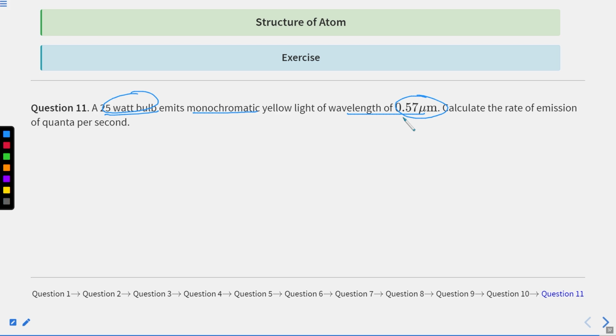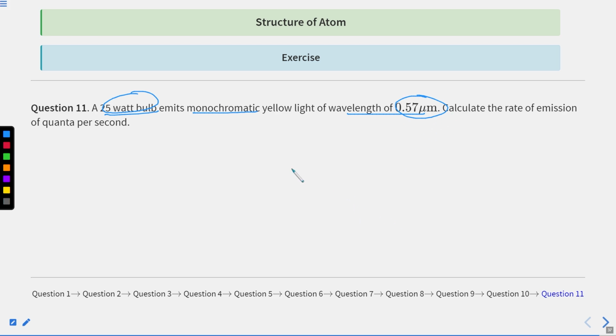That is, how many quanta of that wavelength, not how many quanta of protons, are emitted per second from this light. We have to calculate this much. Okay. So for that we have to calculate the number of protons first of all. So this is the watt that is given. That is the number of protons released per second. And this is the energy. This is the wavelength of that.